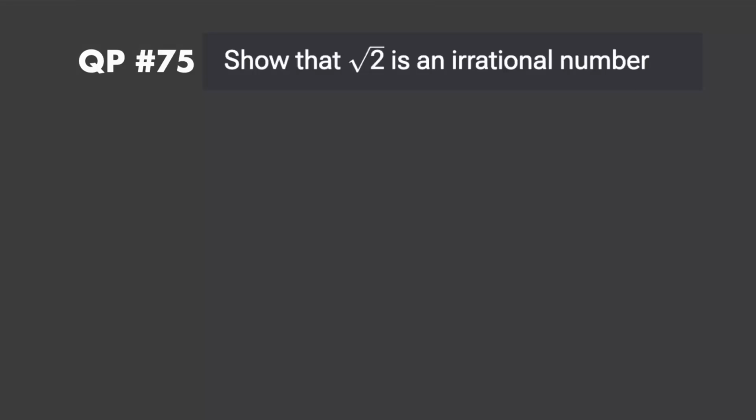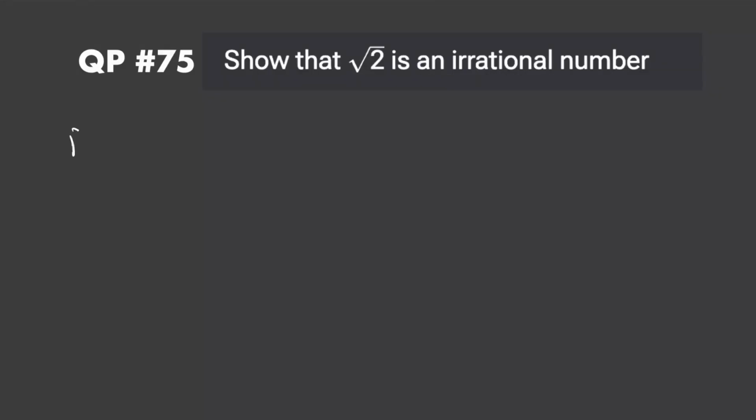Hello everyone, today let's take a look at QP75 where we show that root 2 is an irrational number. We can solve this using a proof by contradiction, which basically means we assume the opposite to be true. So we assume that root 2 is instead a rational number, and then we find some type of contradiction or something that's wrong, and that will show that in fact root 2 is irrational.